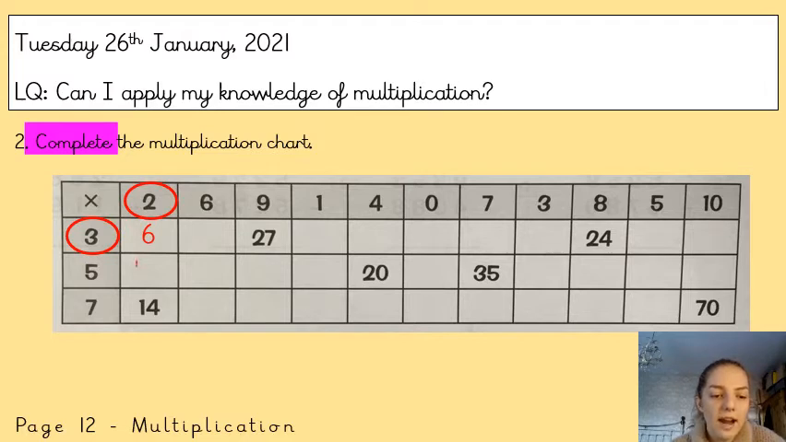5 times 2 I would write in here, so that would be 10, like that. And then 7 times 2 is 14, okay? And then you go across to your next one, 3 times 6, 5 times 6, 7 times 6, and so on until you've completed the grid, okay? So that's all you're doing for that one. You're just going through your multiples and you're filling the chart out with the different multiplication facts, okay? Now, if you are stuck, say for example, you don't know what 7 times 9 is, have a look, okay? Because we need to be practicing these anyway, so don't worry if you're not sure.